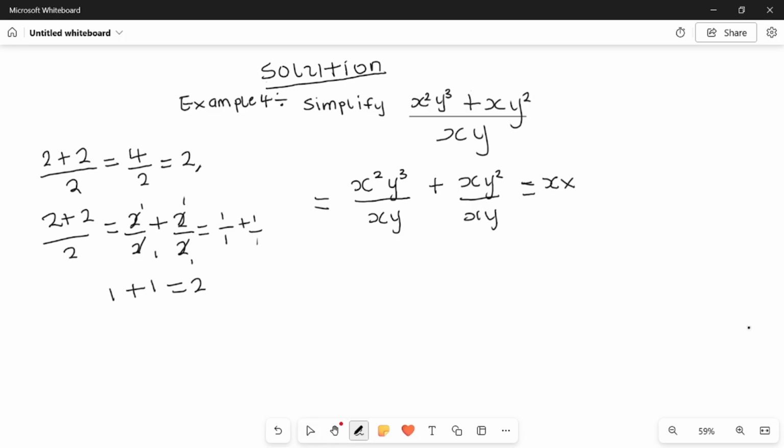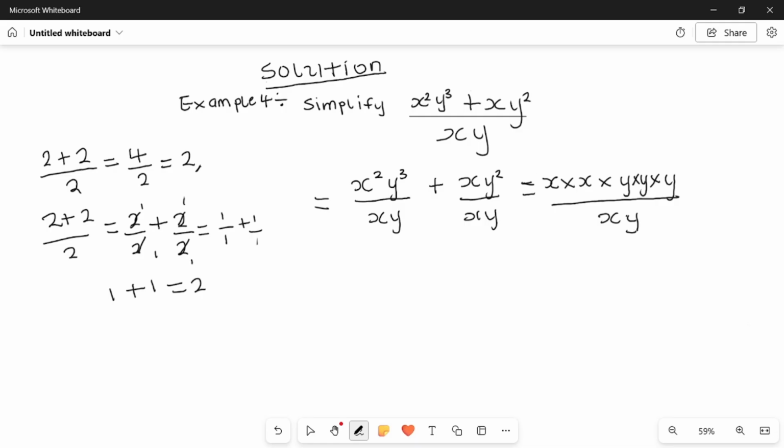x times x. How do we get x times x? Because we are given x raised to the power 2. This 2 is the index or the power, telling us how many times we multiply our base x. That's how we got x times x. Then y raised to the power 3 is a similar thing, the index or the power, telling us how many times we multiply our base y. That's 3 times. So it will now be y times y times y, all over x times y.